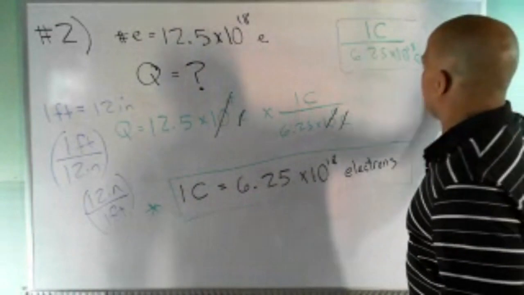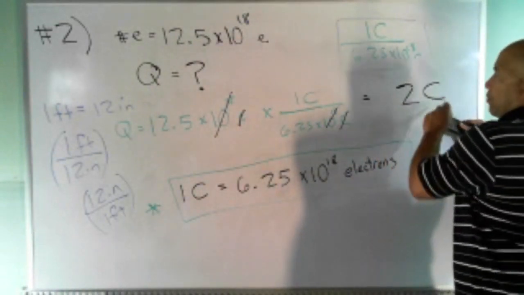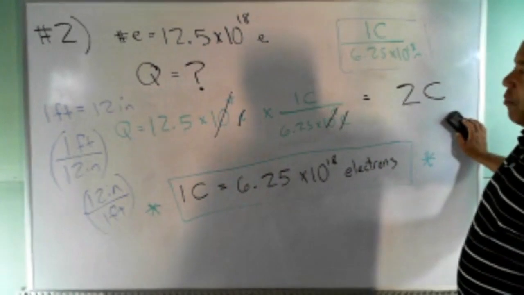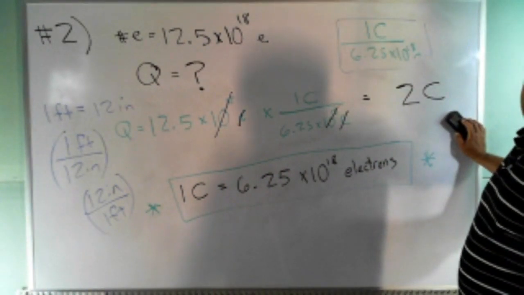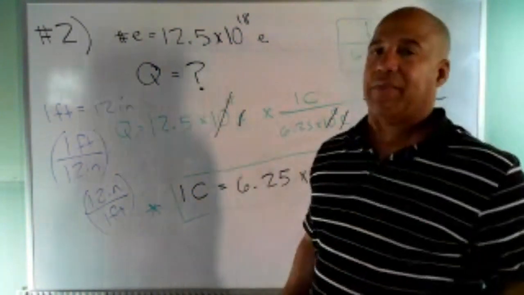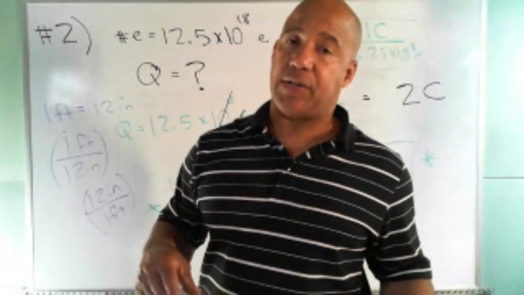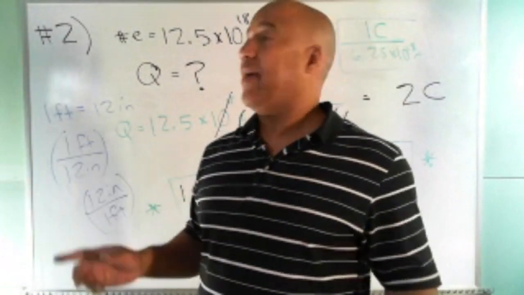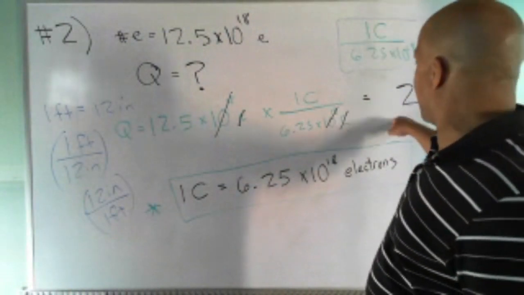And so that's going to give me 2 coulombs. So if I have 12.5 times 10 to the 18th electrons, that's equal to 2 coulombs of charge. Now, let me point something out here. Remember, there's 2 types of charge. There's negative charge and there's positive charge. If I want to know how much charge I have, you can just say, oh, you got 2 coulombs.